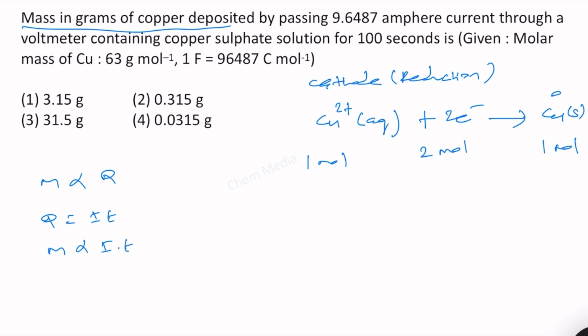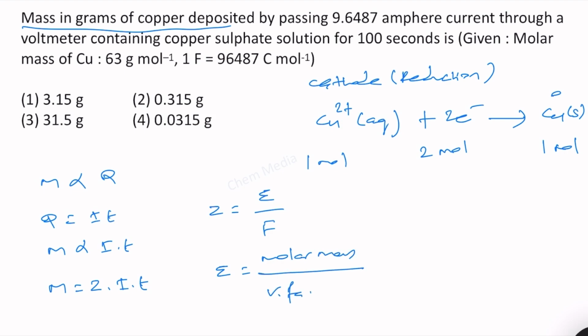To get rid of the proportionality factor, we introduce a constant here called Z, that is the electrochemical equivalence, which is equal to equivalent mass divided by Faraday. Equivalent mass is equal to molar mass divided by valency factor. Valency factor here is identified as 2.